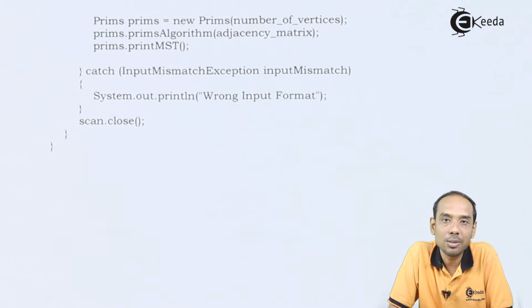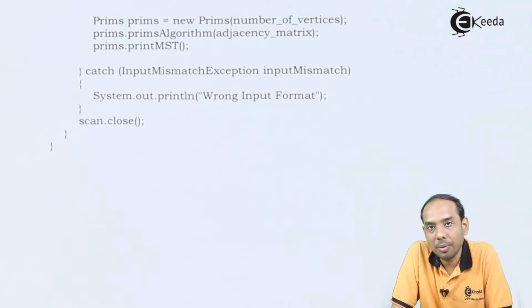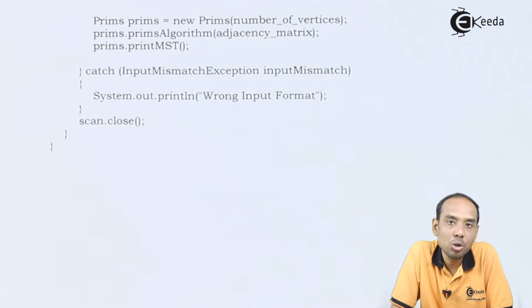So we need to handle the exception call for the input mismatch format, informing the user that he has entered the wrong format for either the source, destination or the weight of the graph. This is how you calculate the Prim's algorithm. Basically, Prim's algorithm is used to calculate the minimum spanning tree.